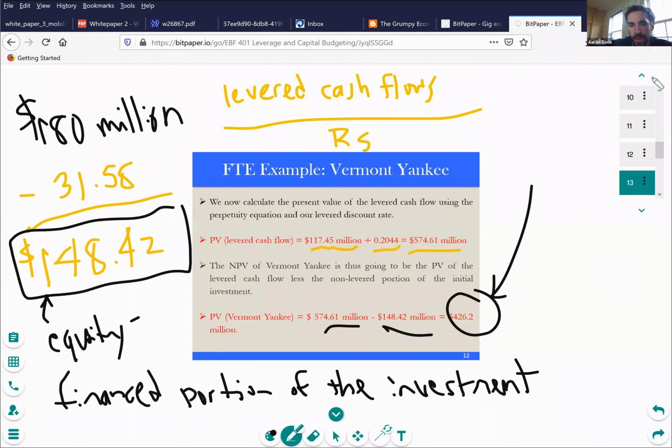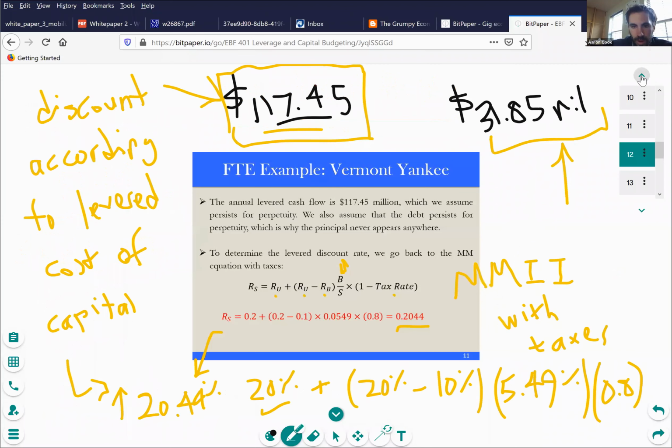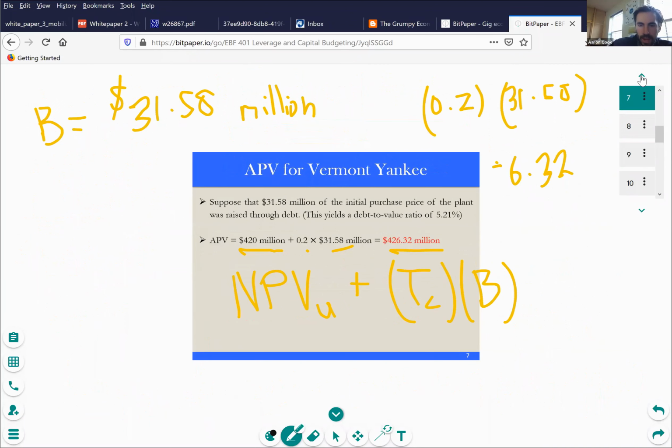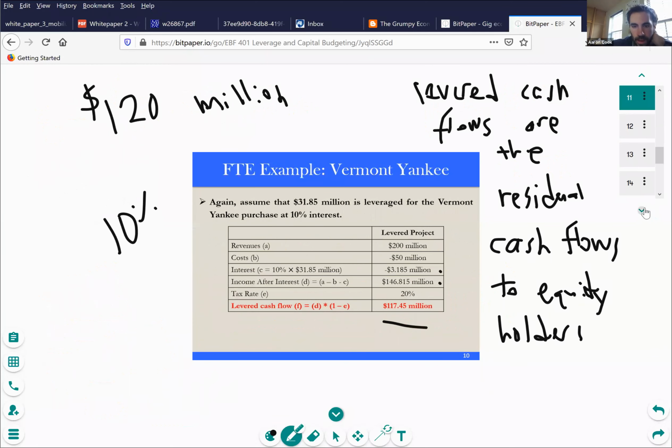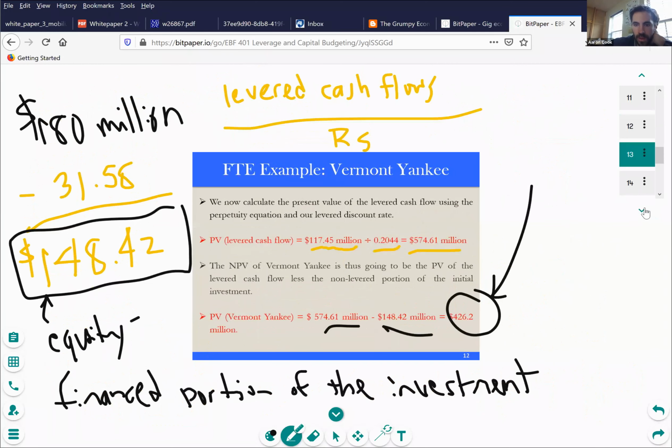426.2 million, which, if we remember from our method 1, except for maybe a little bit of a rounding error, is exactly what we got under method 2, 426.32. So those numbers are comparable to one another. Those are the first two of the methods. We'll go over the third one, the WACC method, starting next class.